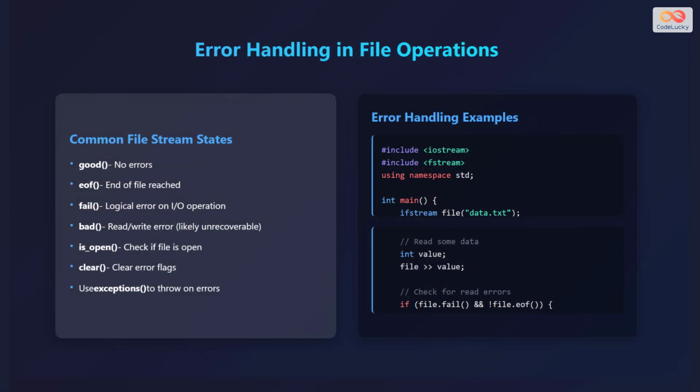When working with files, it's important to handle errors gracefully. Here are some common file stream states to check. The good function indicates no errors. The eof function indicates the end of file has been reached. The fail function indicates a logical error on an input-output operation. The bad function indicates a read or write error, likely unrecoverable. Use the is_open function to check if the file is open, and the clear function to clear error flags. You can also configure the stream to throw exceptions on errors using the exceptions function.